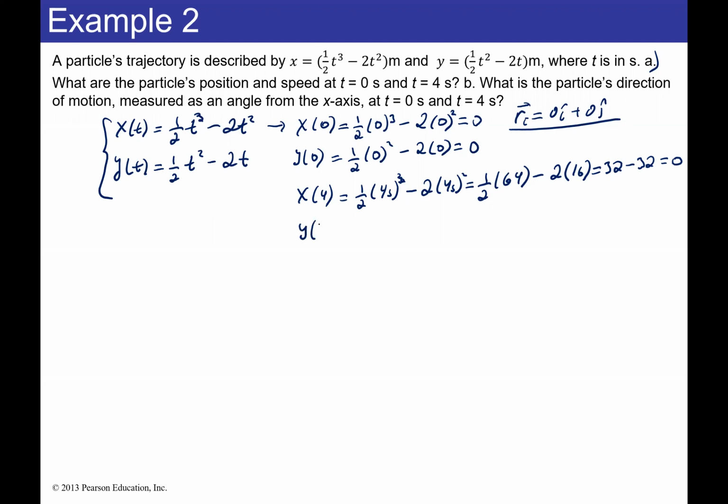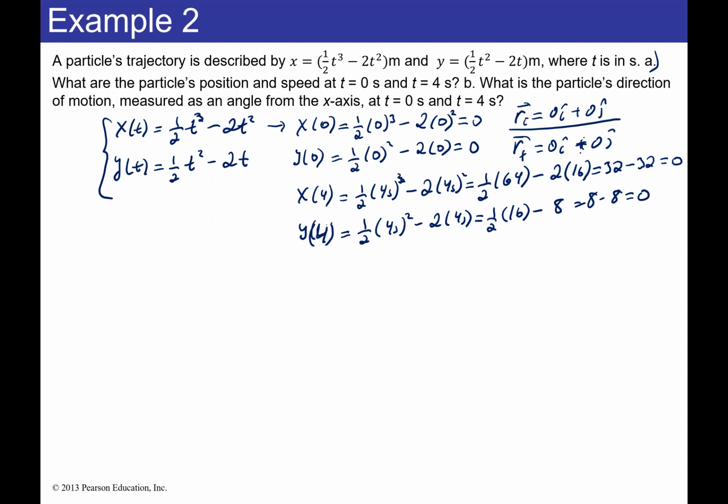Then I have y at 4 seconds. Then I have 1/2 times 4 seconds squared minus 2 times 4 seconds. So I have 1/2 of 16 minus 2 times 4, which is 8. So half of 16 is 8, minus 8, I get 0 again. Well, that means our final position is also 0 i hat plus 0 j hat.